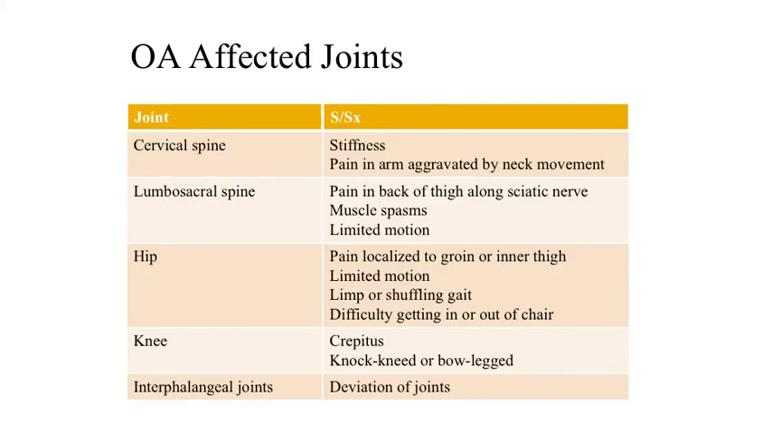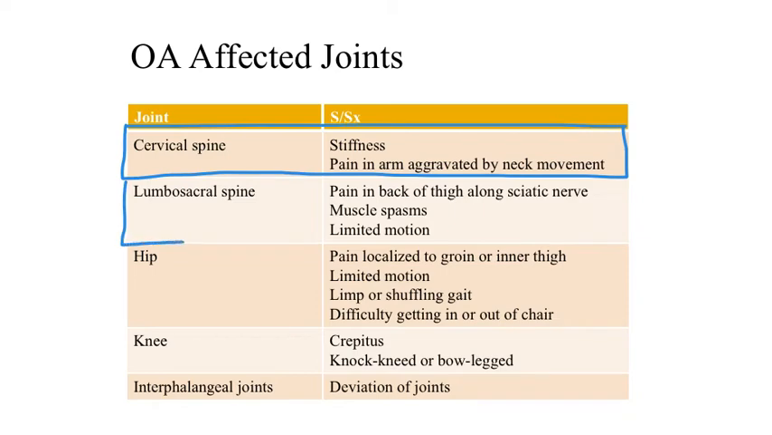The primary affected joints are noted on this slide and include the cervical spine, lumbosacral spine, hip, knee, and interphalangeal joints of the hand. You can see the common signs and symptoms associated with each of these joints. The cervical spine is characterized by stiffness and possible pain in the arm that can be aggravated by moving the cervical spine area of the neck. The lumbosacral spine is characterized by pain in the back of the thigh along the sciatic nerve, muscle spasms, and a limited range of motion.